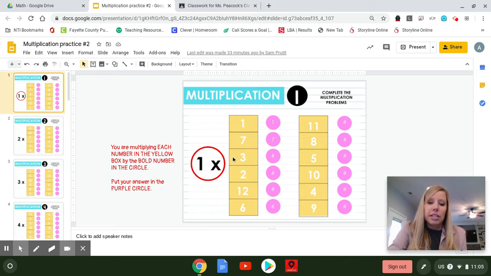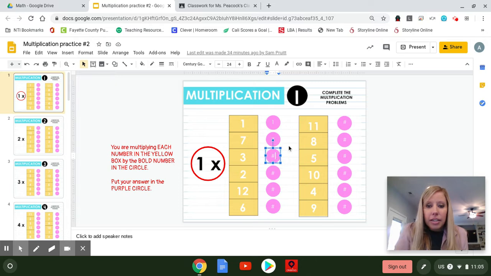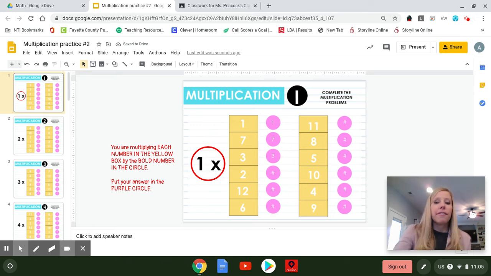The next one is 1 times 3, so I'm going to click on the little pink circle, and I'm going to get rid of the number sign, and I'm going to put the answer in its place. So 1 times 3, the product of that would be 3. So I put my answer in just like that. That is how you're going to do the first set of slides.